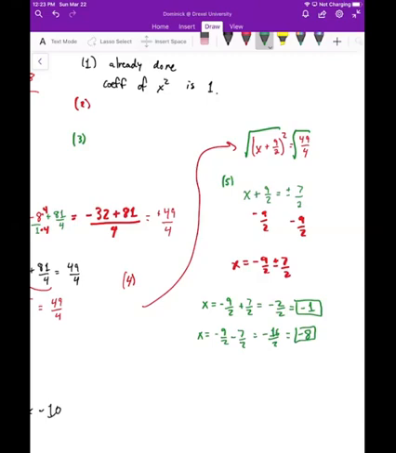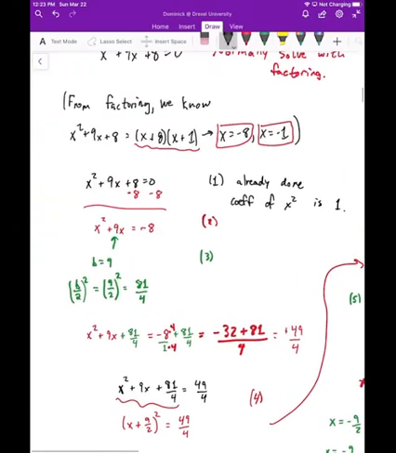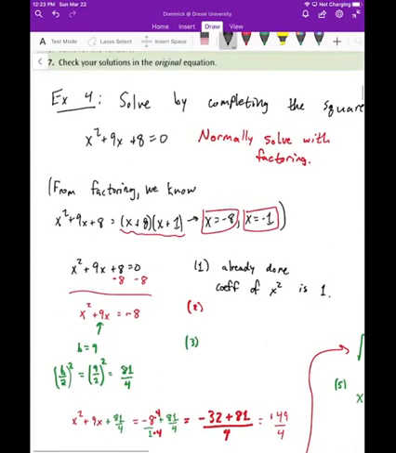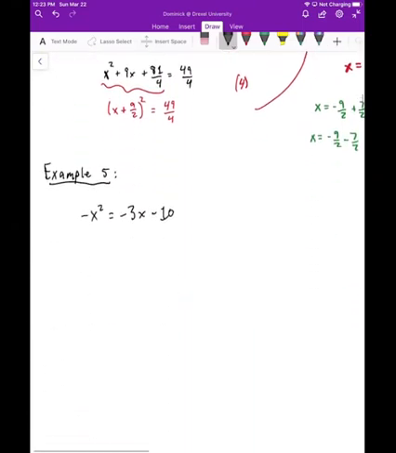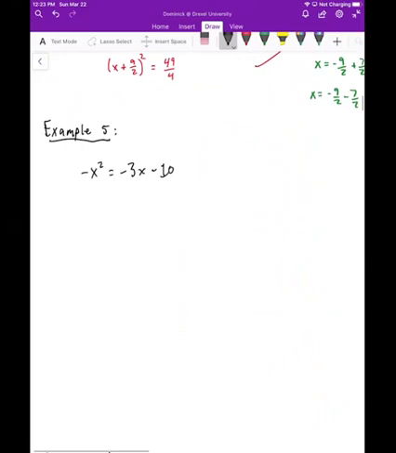So now, of course, with this particular example, you would not do completing the square because you could do it in one line with factoring, right? So in this case, you would normally not do completing the square, but this is just to sort of motivate the strategy here. All right, let's look at another example.